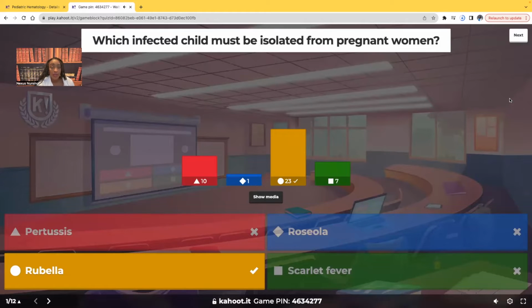Very good. The correct answer is rubella. So rubella, also known as German measles, has a teratogenic effect on the fetus. So if you are a nurse and you are pregnant and you're working on the pediatric unit, if you have a patient that has rubella, sorry, you have to switch assignments. You cannot care for that patient because, again, it has teratogenic effects on the fetus.